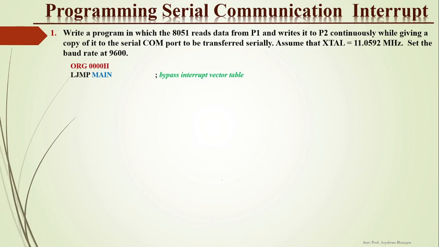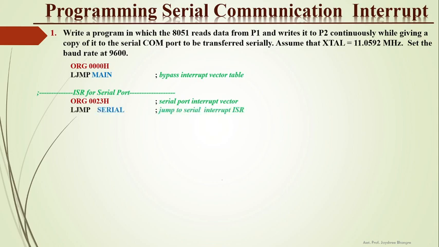So here our starting instruction is ORG 000H, this is our starting location, and again using the instruction LJMP main, we bypass the interrupt vector table. Here at the location ORG 0023H, the ISR for the serial port is written, that is the vector address for the serial port, and here LJMP serial means that when the ISR subroutine is lengthy, we can use the instruction LJMP to jump to another location.